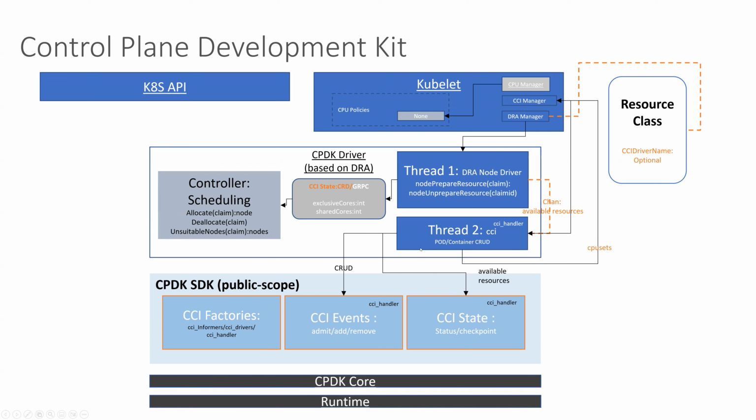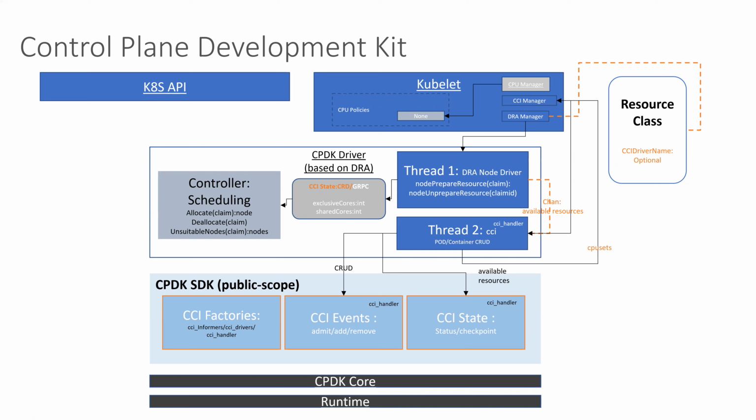I have a question about that. So you're proposing pushing the controller and the kubelet plugin into the same binary? No. This is just an abstract box of the whole thing. You could have two binaries: one controller binary, and I'm suggesting to put the node driver and the CCI driver implementation in the same binary. They can be two threads of the same binary.